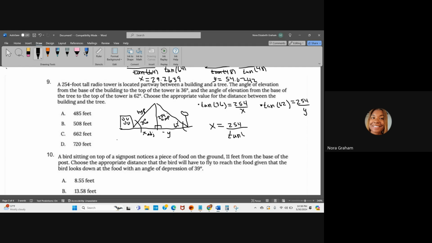We got there using algebra. And my y over here, how this is isolated, I multiply both sides by y, then I get y tan of 62 equals 254, and then divide both sides by tan of 62. So after I do that algebra, y equals 254 divided by tan of 62.